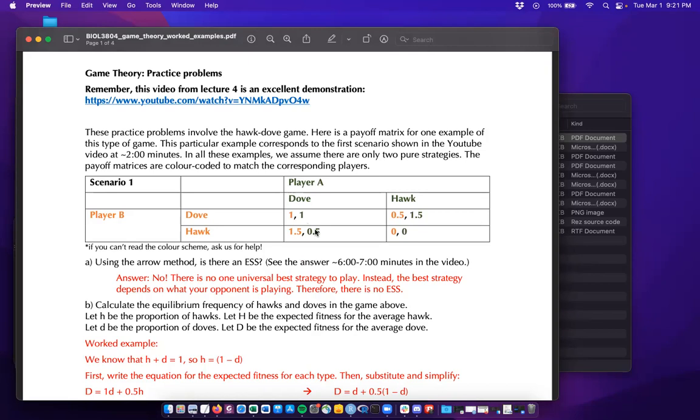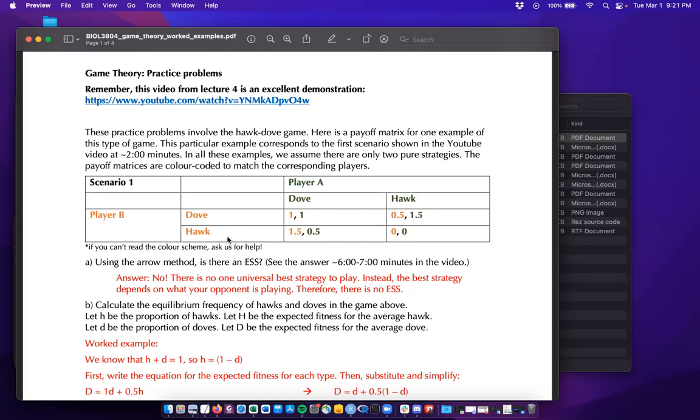So the first thing you have to be able to do is say whether there is an evolutionarily stable strategy. To do that, if it's a symmetrical game, you just pick a player. It doesn't matter which one. Let's pick player A. What we want to answer is, if player B plays dove, what should player A do? Can somebody answer that? They should play hawk. Correct. If player B is playing dove, the best strategy for A is hawk.